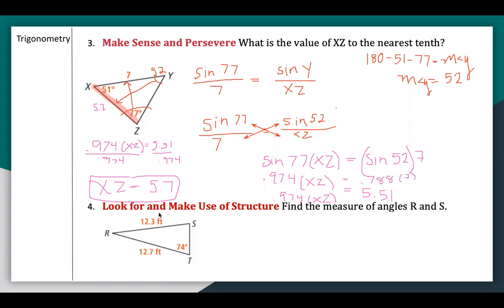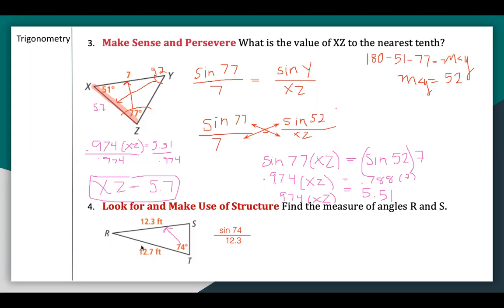Number 4, make use of structure, find the measure of angle R and angle S. So at this point, again, we're going to use the law of sines. I can say the sine of 74 divided by 12.3, because again, it is the sine of an angle divided by the opposite side.